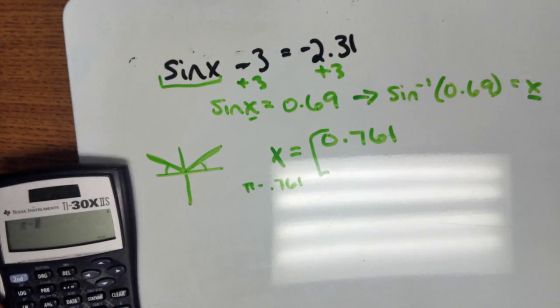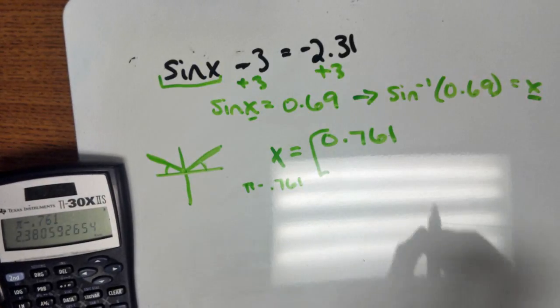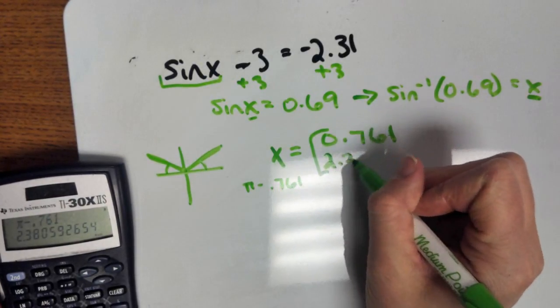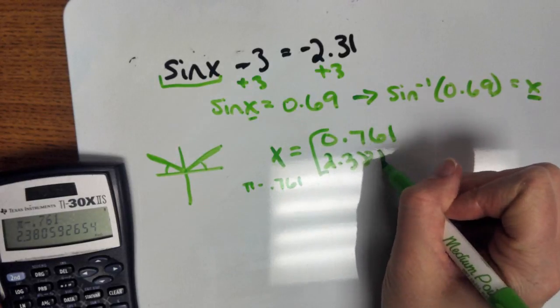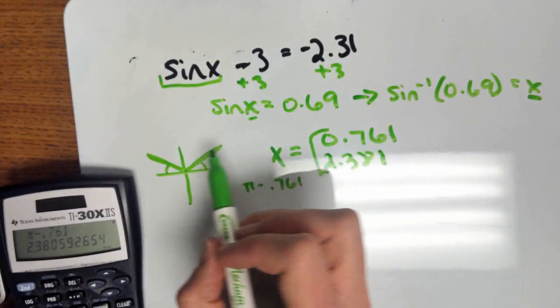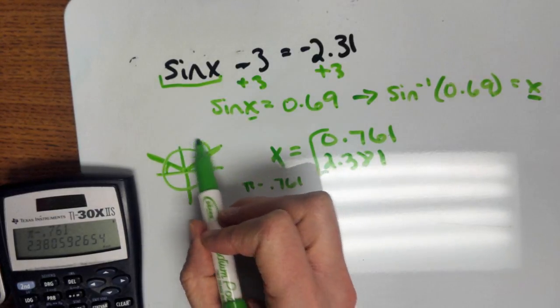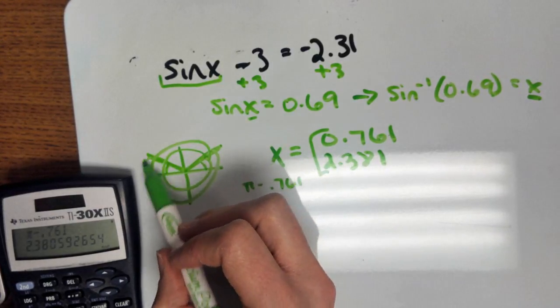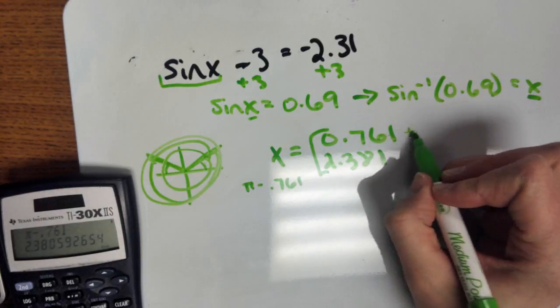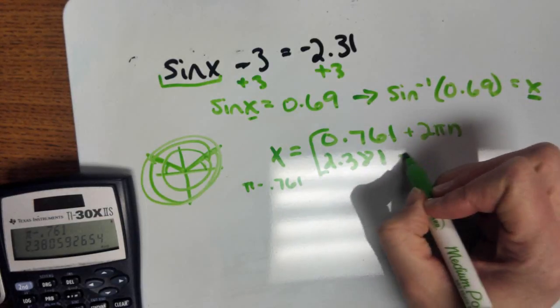So I'm going to type that in, and that gives me 2.381. And remember, this is the first one. We could go around this circle an infinite number of times, again and again. Same thing for this location. So we represent that by putting in my 2 pi. This is my general solution.